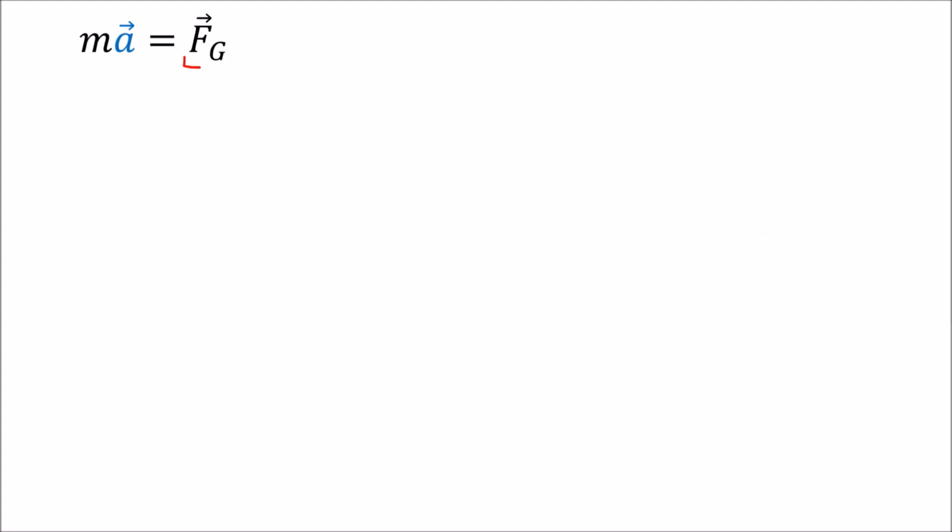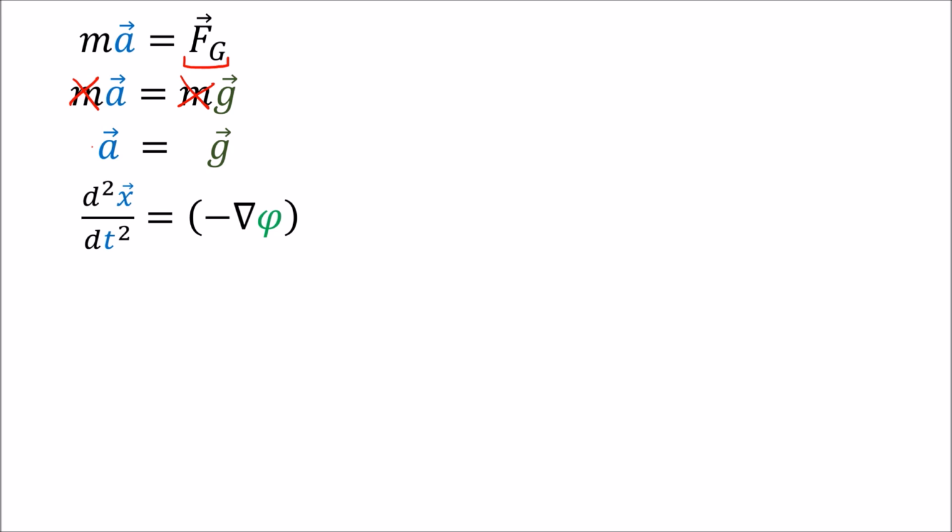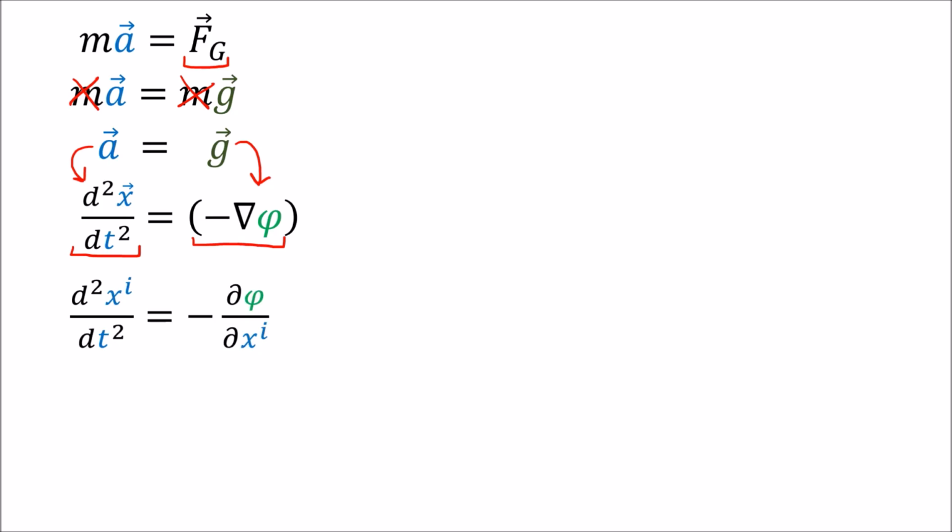If we have a force that's a gravitational force, then it equals the mass times the gravitational field. We can cancel mass on both sides. Then we can rewrite the acceleration vector as the second derivative of a position vector with respect to time. We can also rewrite the gravitational field as the negative gradient of the gravitational potential phi. We can rewrite this vector equation in component form, where the spatial components of position are x1, x2, x3, and the components of the gradient are the derivatives with respect to x1, x2, and x3.